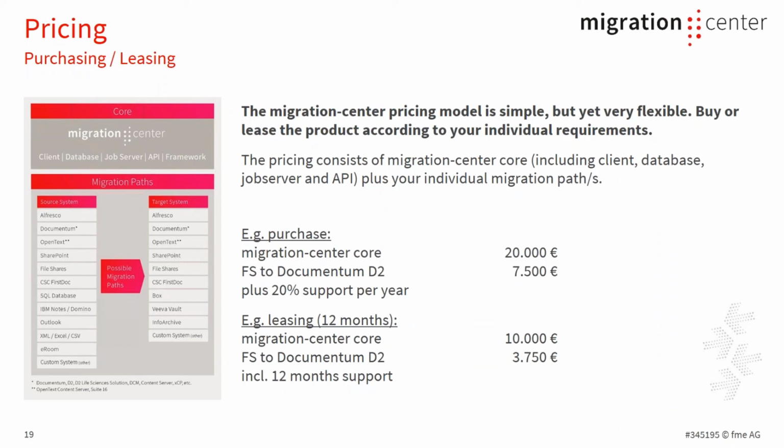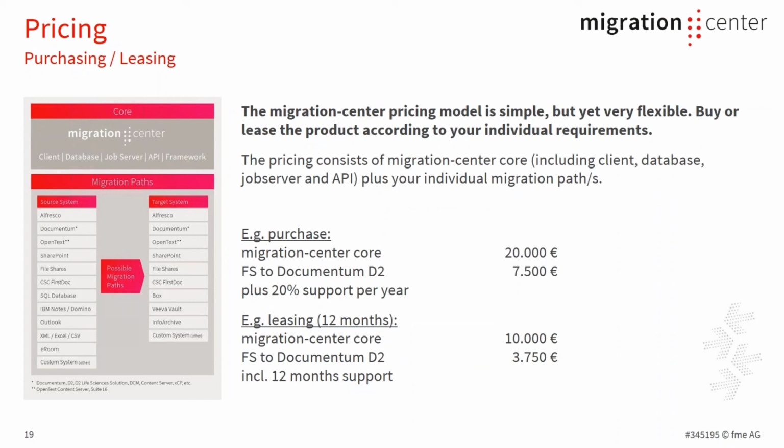If you need more information about the pricing, get in touch with us and let us know which kind of migration paths you need. When we say path, we always mean the source to the target. For example, in the case of the demo, it would be Documentum to D2, and the other migration path is OpenText to D2, which we showed in the demo. But feel free to request your individual price for your migration path.